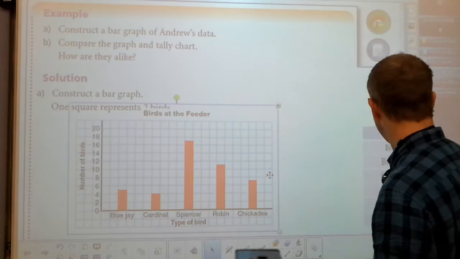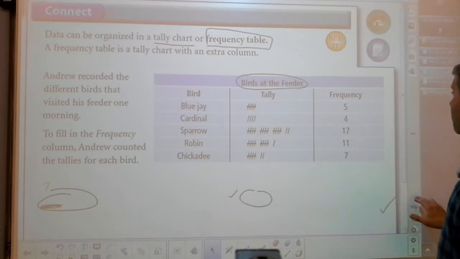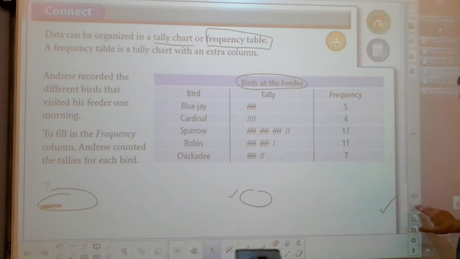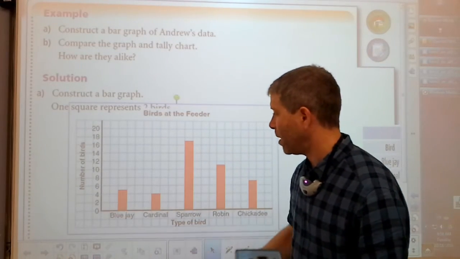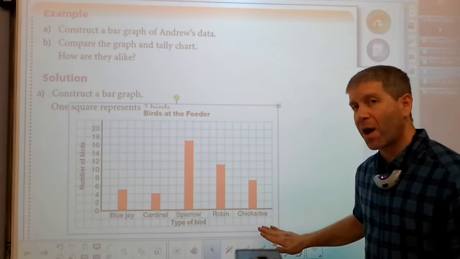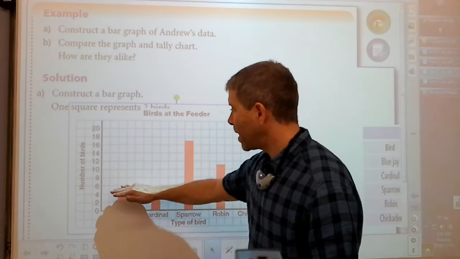In this case, we knew that our highest number from our tally was 17. So in this case, for our scale, we wanted to go above 17. So that's why it goes up to 20 here. We have our different categories across the bottom of birds. And then we can easily count up.